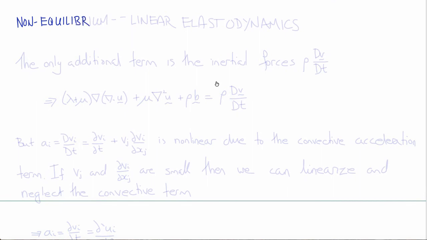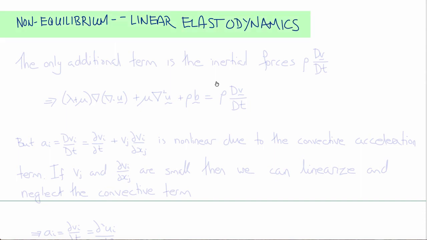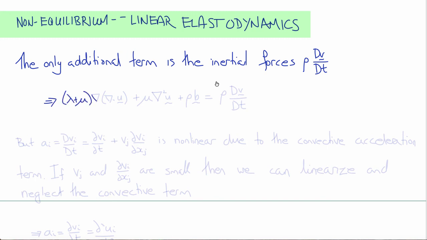So we can now generalize this fairly readily to the case where the body is not in equilibrium, where we get, instead of linear elastostatics, linear elastodynamics. The only additional term here is the inertial forces, rho times the accelerations, the material derivative of the velocity with respect to time. So the left-hand side remains the same, and we have (lambda plus mu) times grad of div u plus mu times the Laplacian of u plus rho times the body forces b is equal to rho times the accelerations, dv/dt.